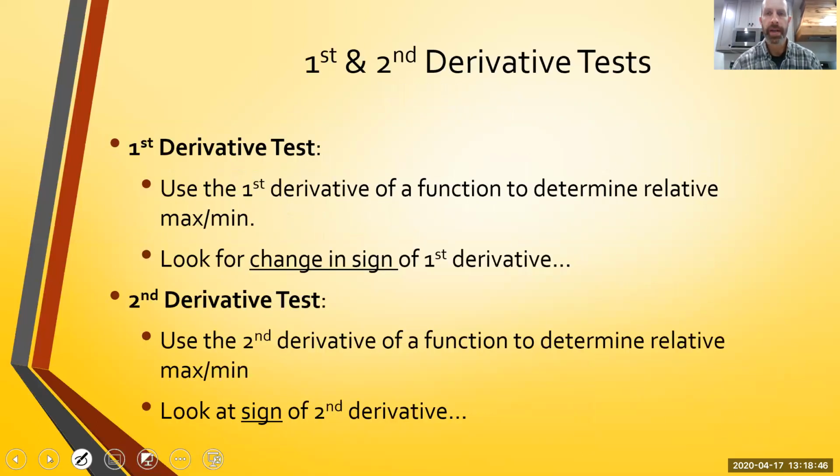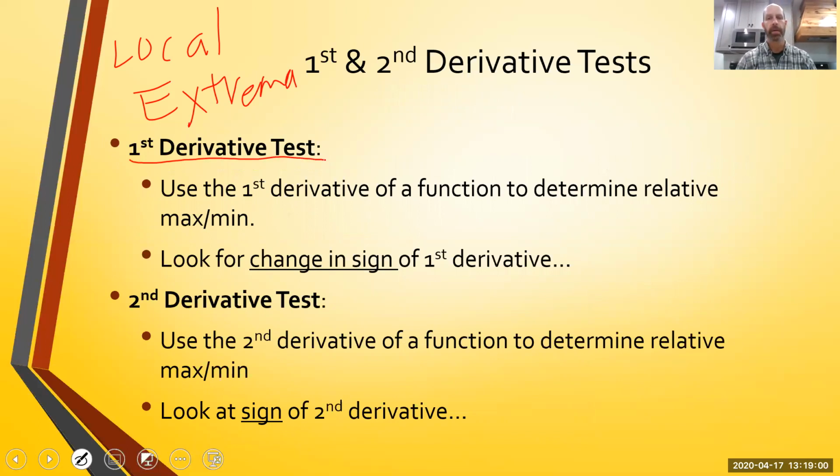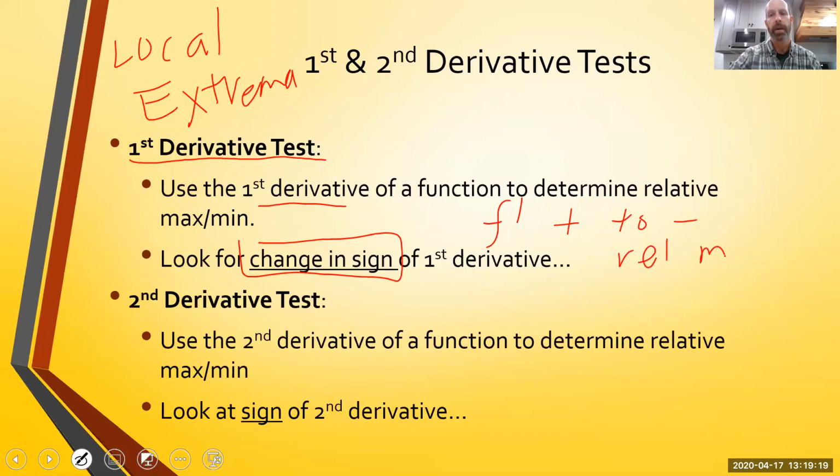Okay, there are two very important tests for determining local extrema, and those two tests are the first and second derivative tests. The first derivative test is called the first derivative test because you use the first derivative of the function to determine the relative min or max. And what you want to do is look for a change in sign. So for example, if f prime changes sign from positive to negative, we know that that's going to be a relative maximum.